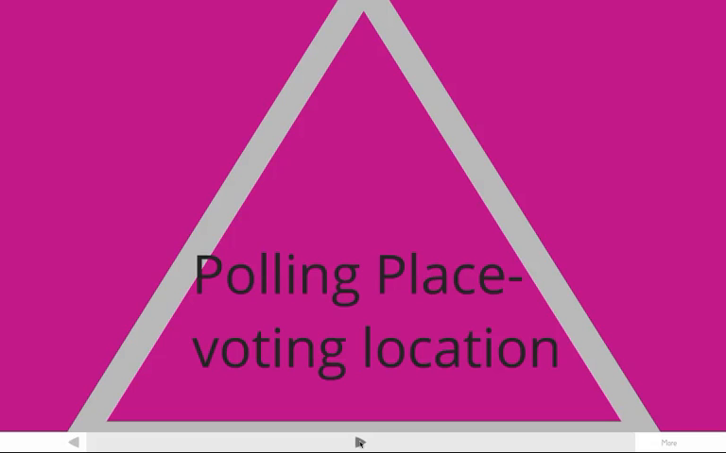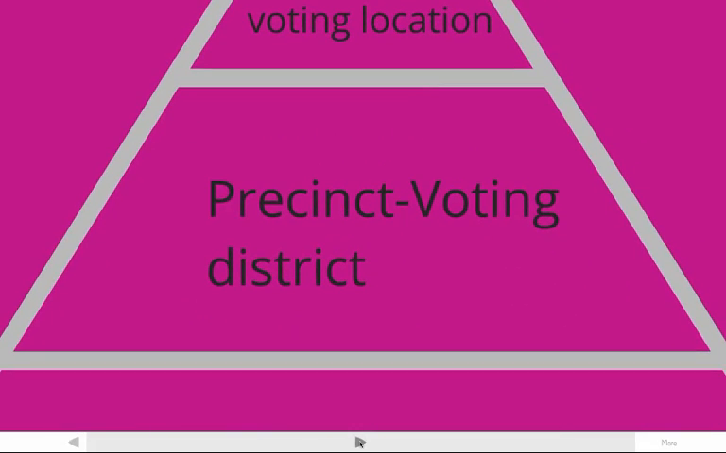Now, your polling place is located within your precinct, and this is your voting district. So this will be also given to you, and it's based on your address. So whatever precinct you're in will include several polling places, but specifically will include yours as well.